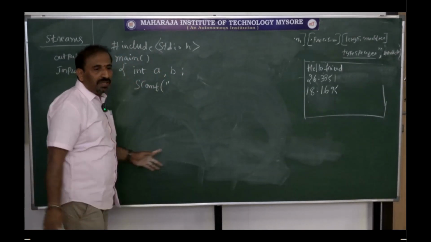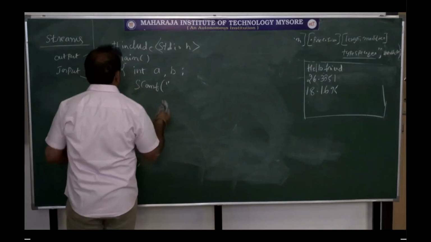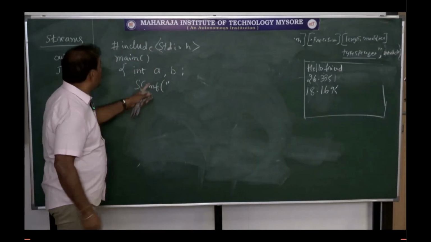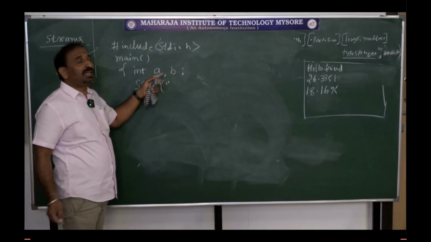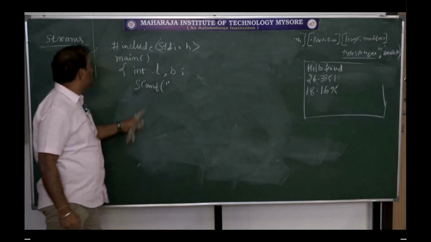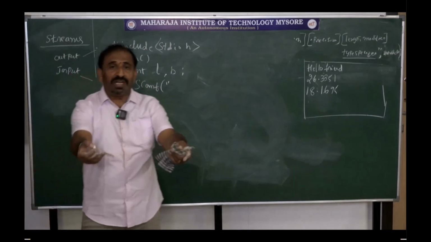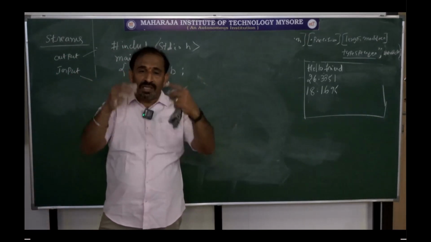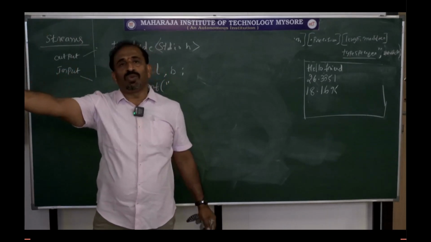Find the area of rectangle. Let us write the small program. Okay. Area of rectangle. You will be giving a and b, length and breadth. So I can call this as length only. L comma b. Integer length and breadth. So you will be reading the values of L and B from the keyboard, and you are doing the multiplication of these two. All right.